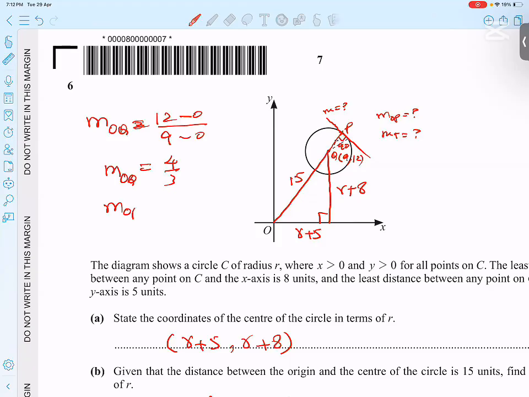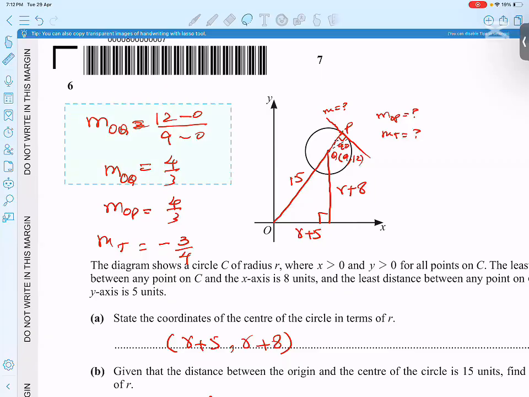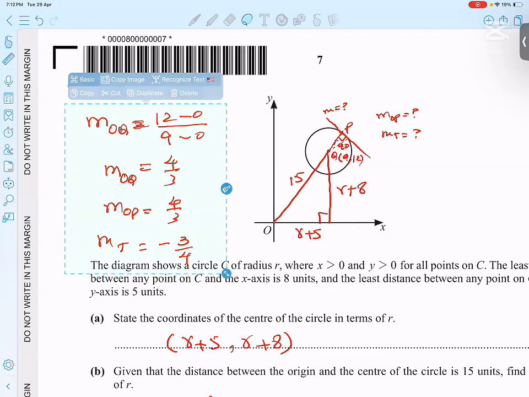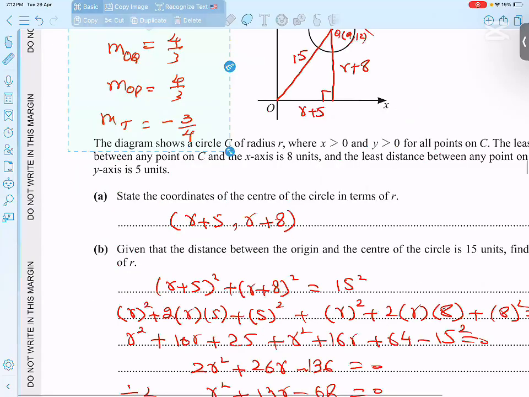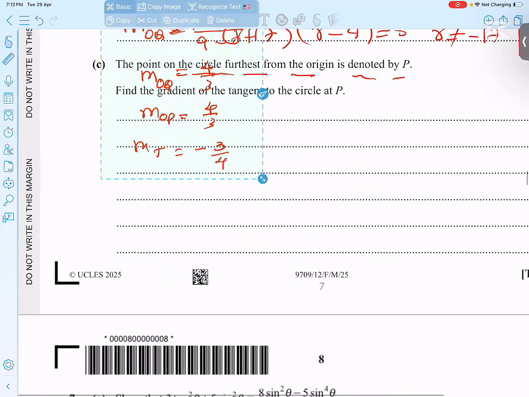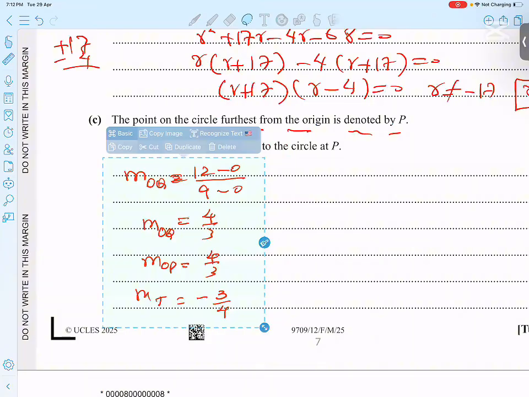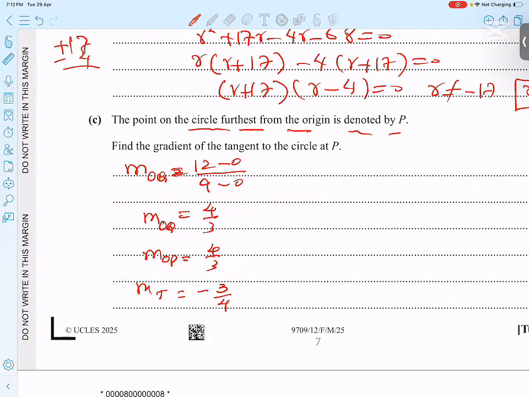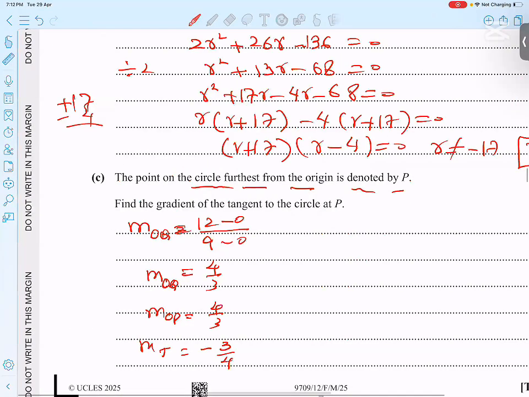And what I'm looking for is the gradient of the tangent. So negative reciprocal: 3 will go up, 4 will come down, and the sign changes. So negative 3 over 4. And that's it. I hope the concept is very clear. Just take it down, and this is my final answer. Okay, so the concept is completely clear. He was asking to find the tangent gradient, and we have done the question completely.